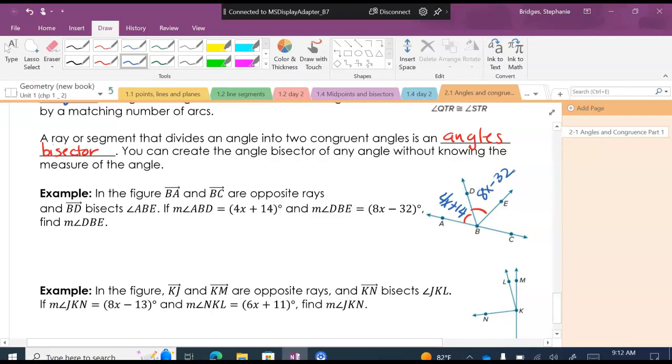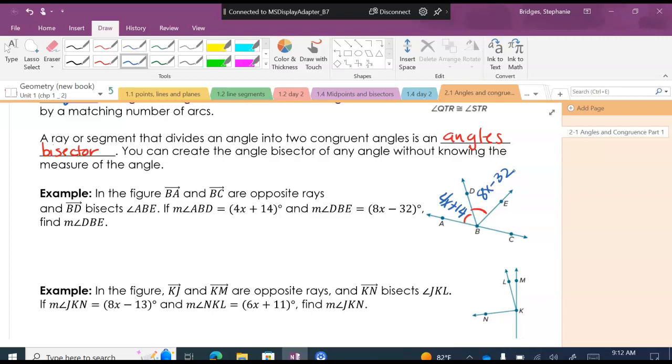If I have a variable involved, I'm going to have to figure out what that is. So here's a question. Those two little red marks mean those two angles are what? Equal. So how am I going to set up an equation to solve for x?